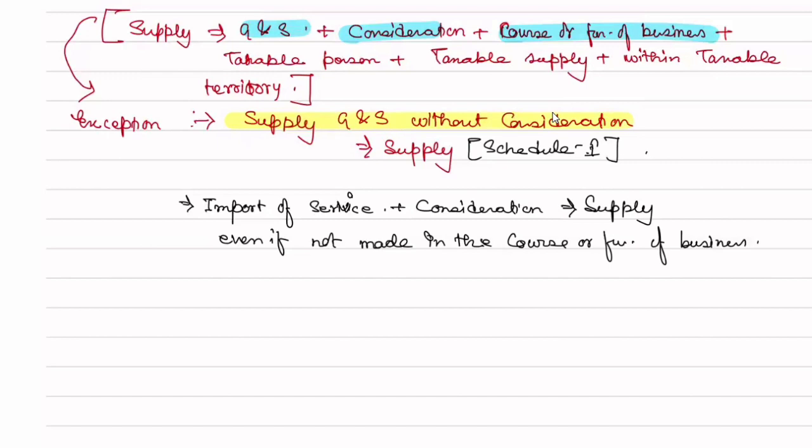Point wise, it is clear now that whatever parameters we just read, we got 2 exceptions to it, where if one is without consideration it will be supply, and if one is not in the course or furtherance of business, that will also be a supply. Correct. But for the consideration one, we haven't yet got the names of what actually those are. But for this one, that may or may not be in the course or furtherance of business, we have got a name. What is that? Import of service. Is that much clear? Yes, sir.